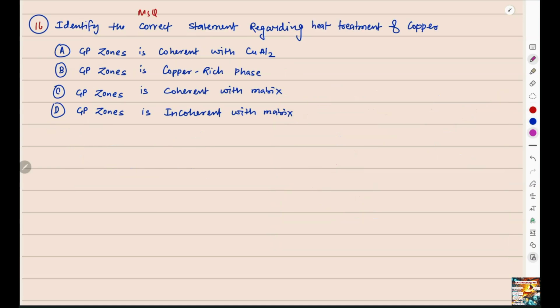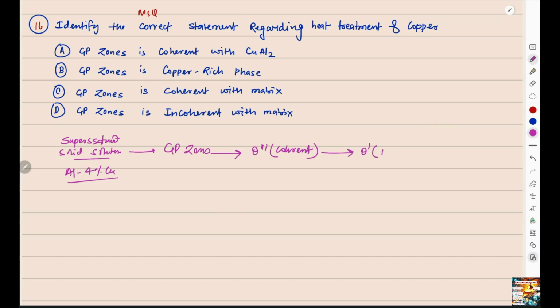According to this question, identify the correct statement regarding heat treatment of copper. This question is regarding GP zones and their different phases and coherency. So first of all, we will see how the constituents and phases change in the system. We start with the supersaturated solid solution, that is aluminium 4% copper. The next phase will be GP zones. The next one will be theta double prime, which is coherent with the matrix phase. Then the next phase will be theta prime, which is semi-coherent. And the next phase will be theta, that is CuAl2, which is incoherent.